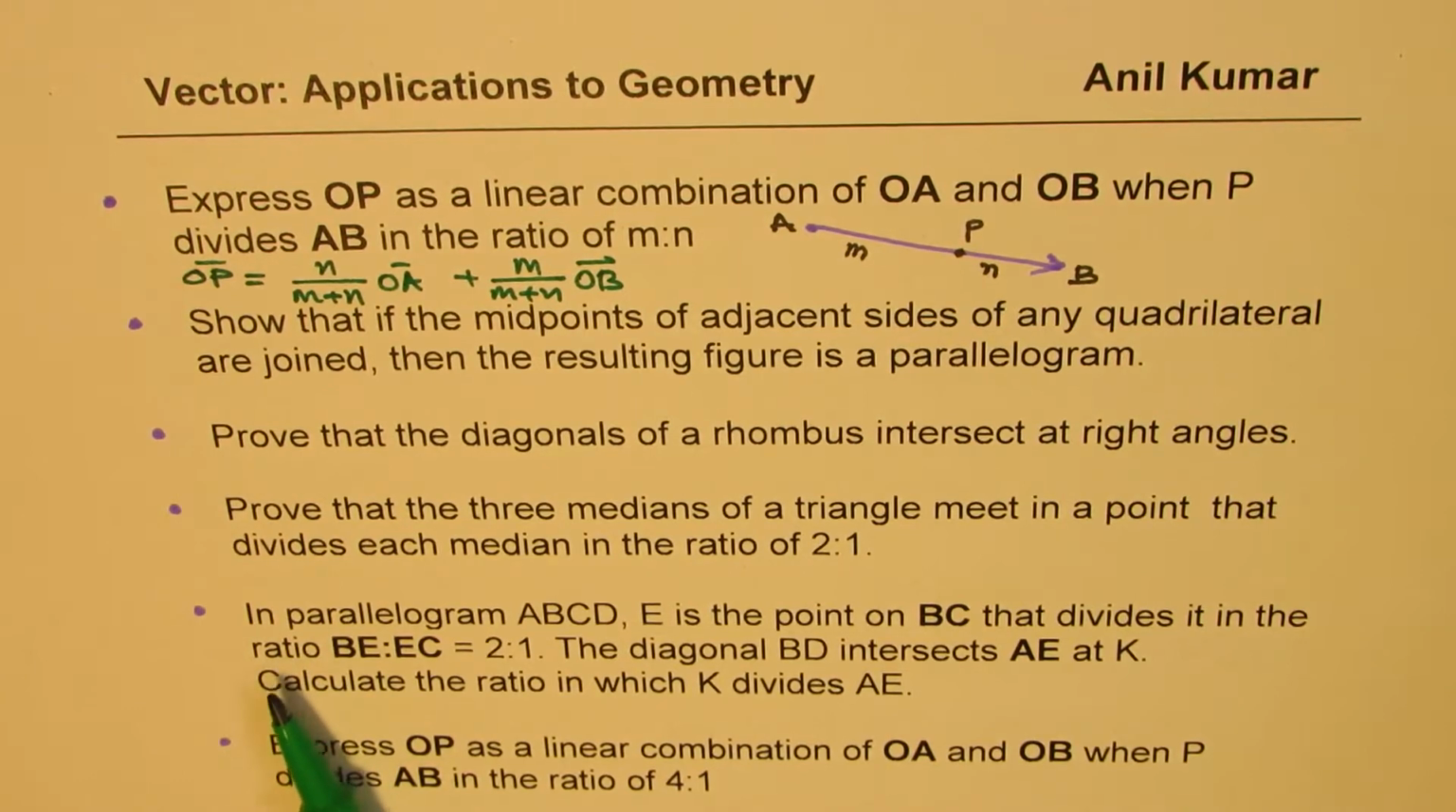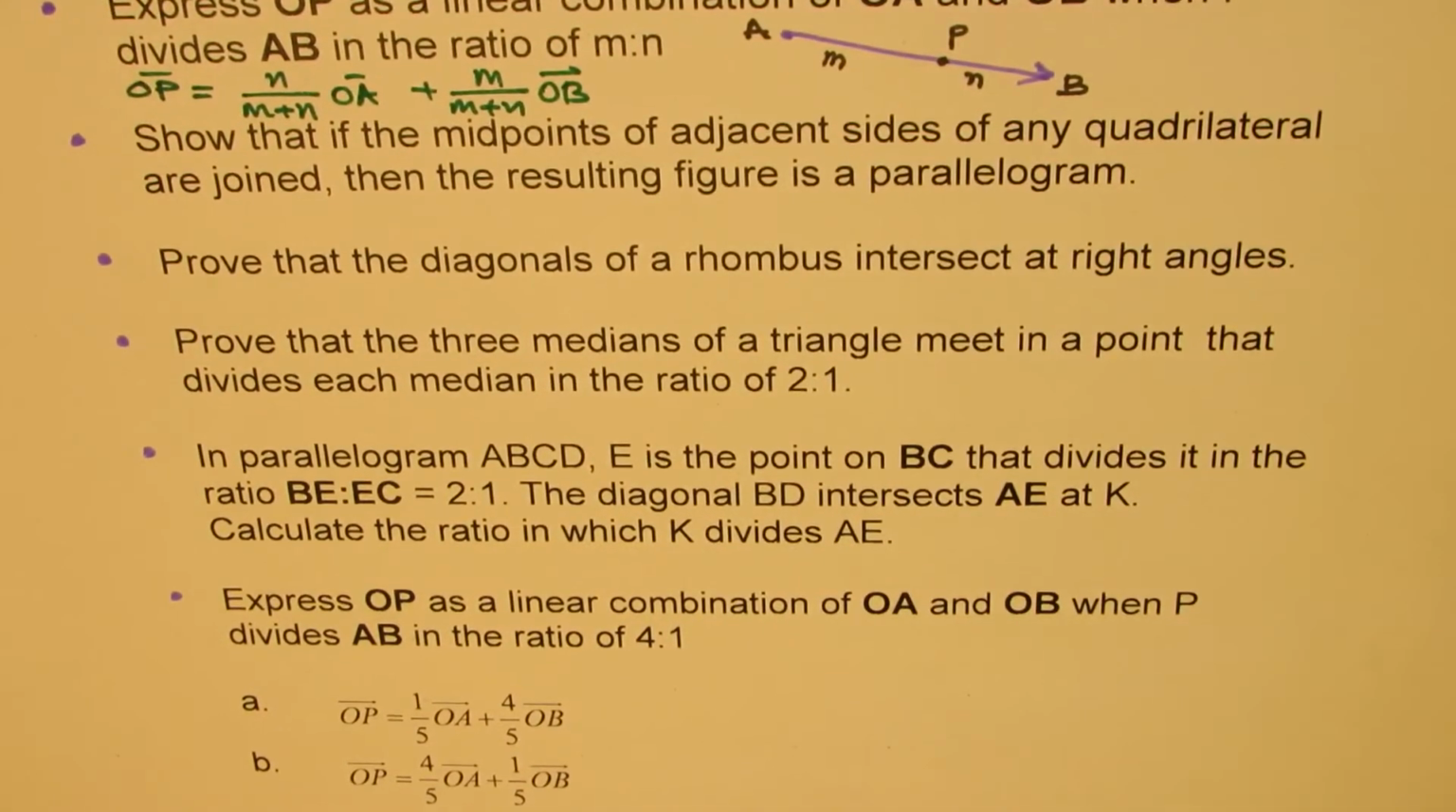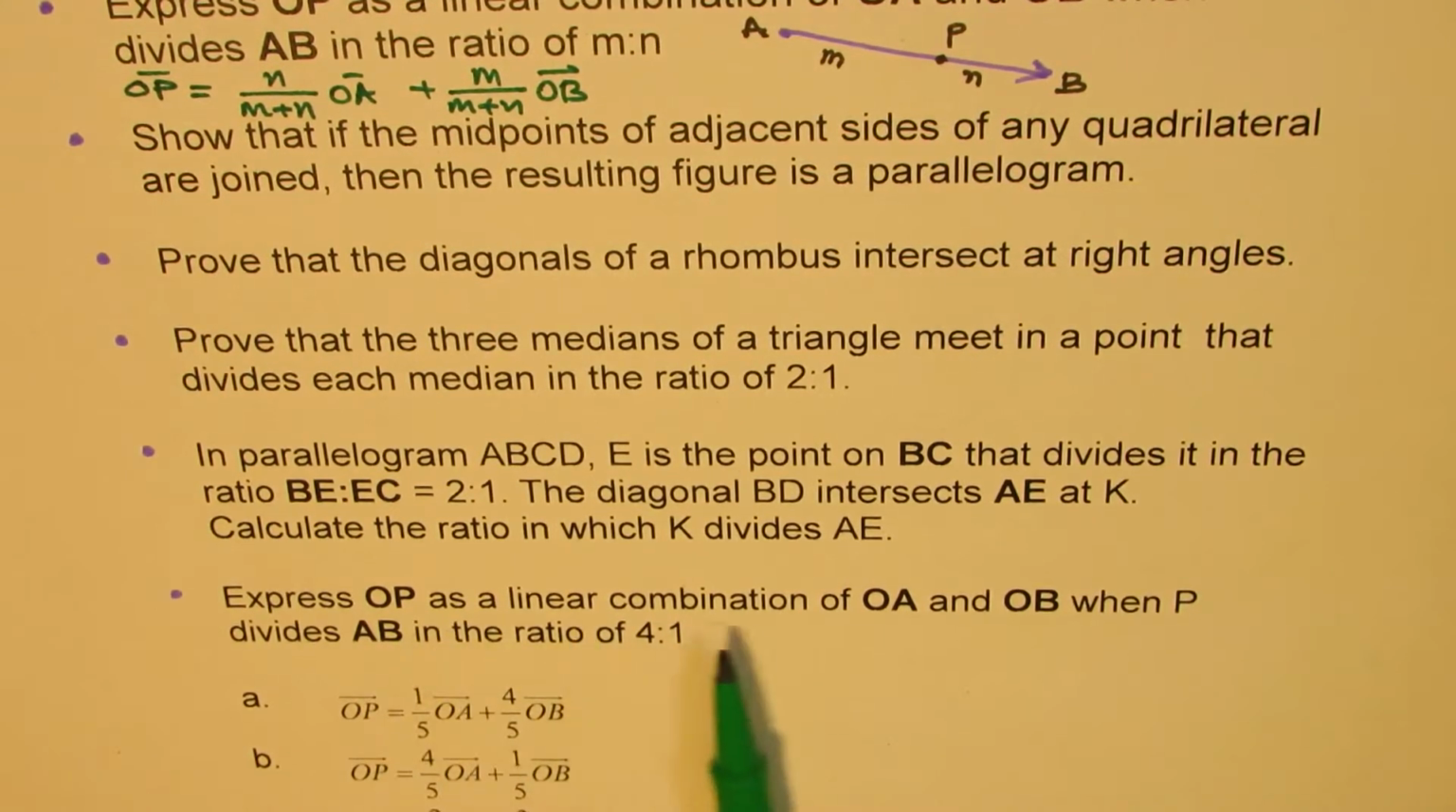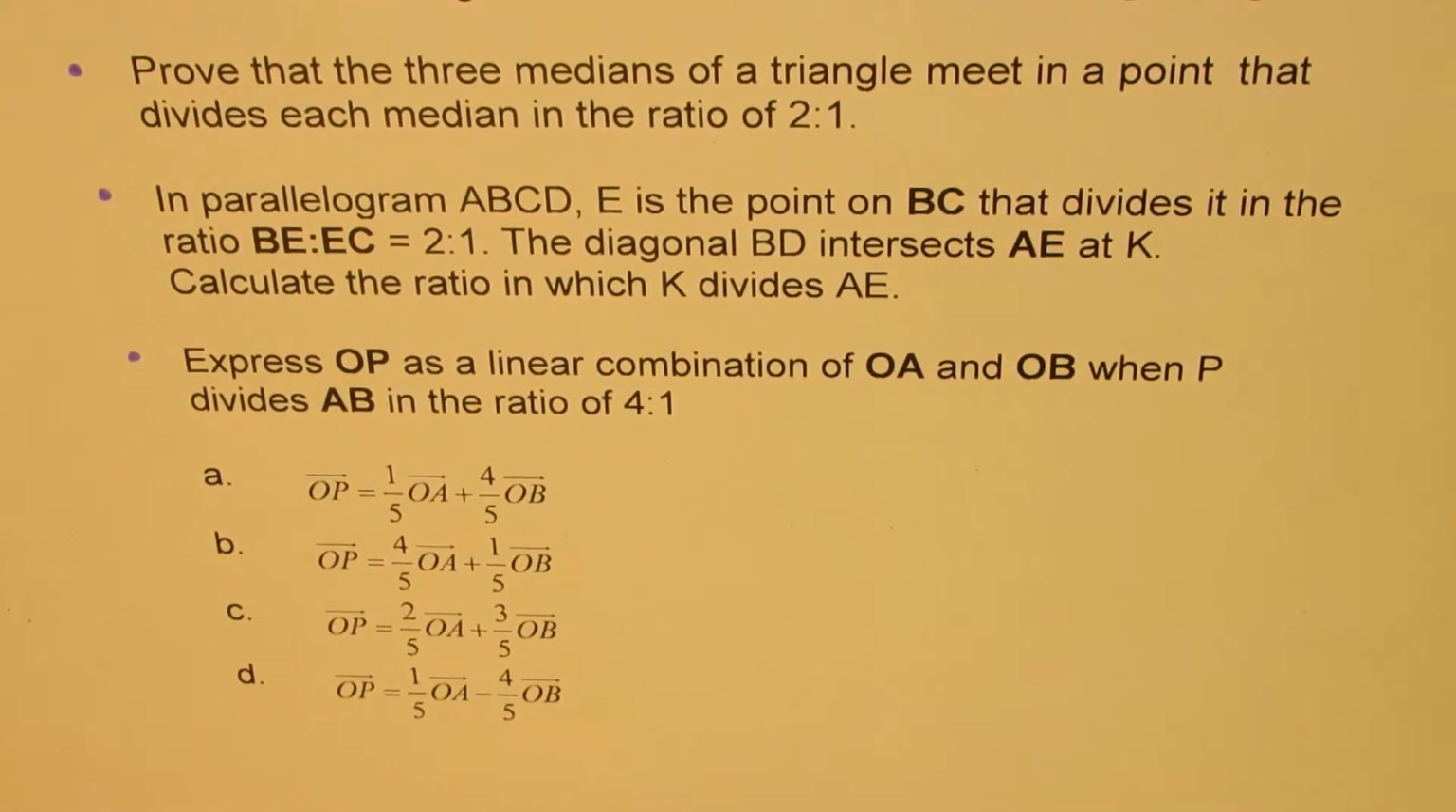Question 5. This is a very important test question, a bit complicated. In parallelogram ABCD, E is the point on BC that divides it in the ratio BE to EC as 2:1. The diagonal BD intersects AE at K. Calculate the ratio in which K divides AE. The last question is based on the very first one, which says express OP as a linear combination of OA and OB when P divides AB in the ratio of 4:1. It's a multiple choice question where you can apply the formula and select the right answer.